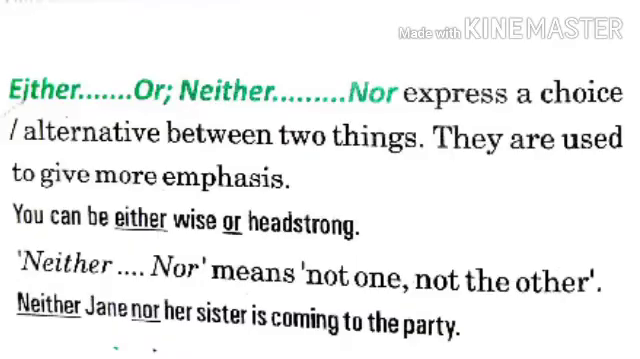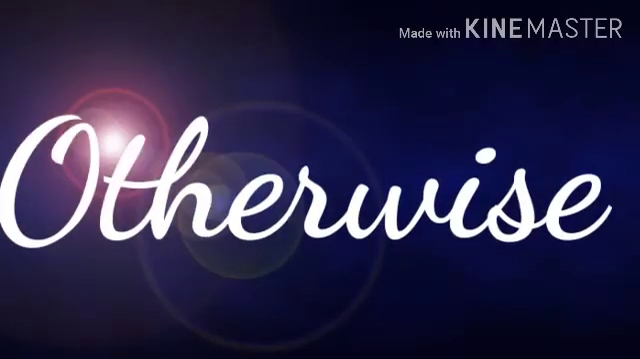Now, let's come to either or, neither nor. These conjunctions express a choice or alternative between two things. They are used to give more emphasis. You can be either wise or headstrong. And neither nor means not one, not the other. Neither Jane nor her sister is coming to the party. Very easy. Now let's come to the next conjunction, otherwise.